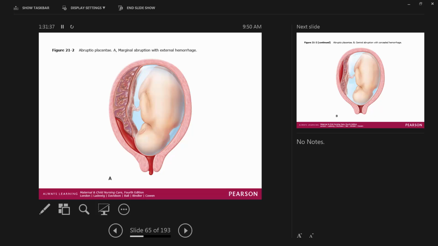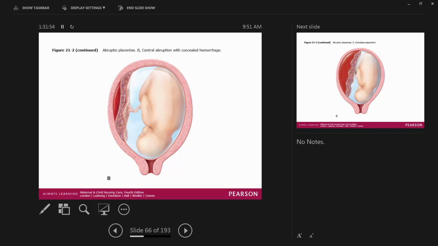Oh wow. Okay. So here's the partial or the marginal. So you can see all this placenta is adhered, but this little piece is not, so she's bleeding there. Okay? Is that bad? Yeah.